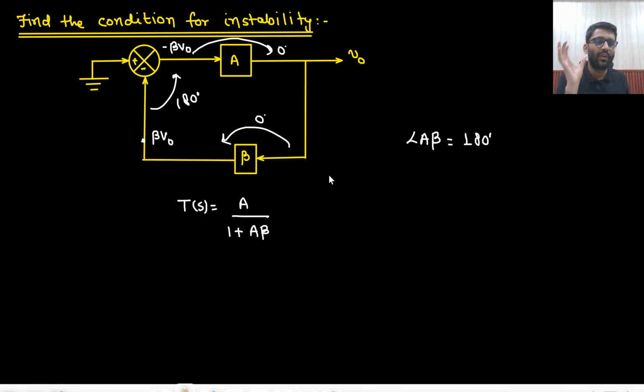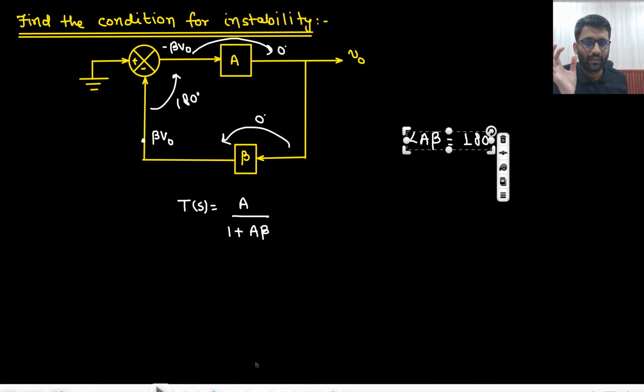Are you able to process this statement? It's not necessary that your negative feedback system will always be stable. If your forward gain and the feedback factor combined are giving you a phase shift of 180 degree, then it can become unstable, considering the loop gain, if the loop gain is greater than 1. So we will see the examples one by one.